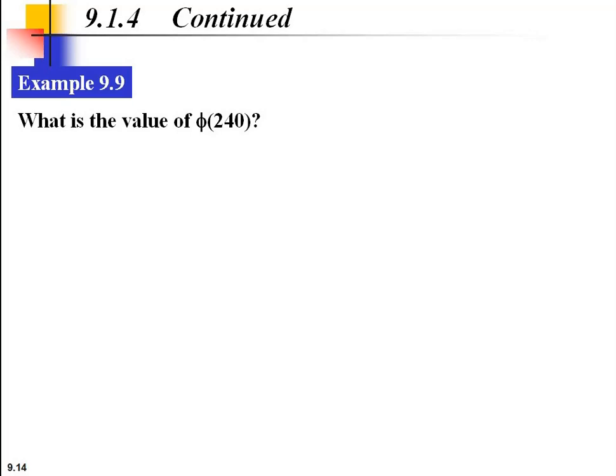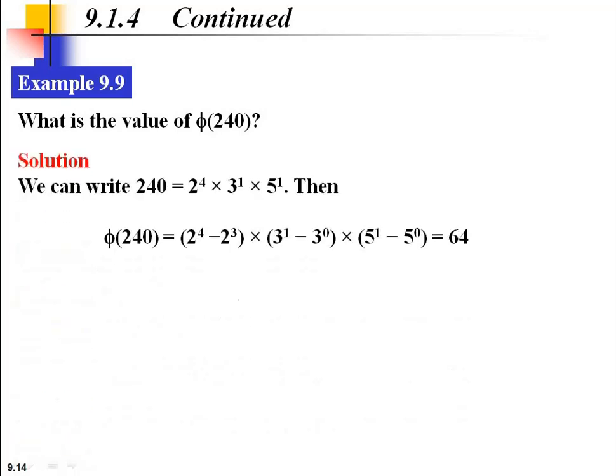Let us take one more example. What is the value of phi of 240? We can write 240 as 2 to the power 4 into 3 to the power 1 into 5 to the power 1, and now we can apply rule number 4 and compute phi of 240 as 64.